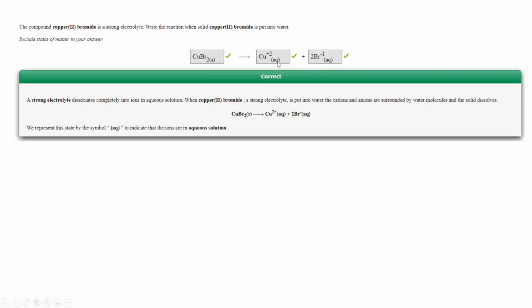Here is a similar exercise. In this case, you have 2 bromides, then you have to write a 2 in the front, -1 because bromide belongs to group 7A, that the charge almost always is -1. And as they say that is copper 2, the charge will be +2. And of course, this compound is a strong electrolyte and is soluble, then you have to put it in aqueous solution.